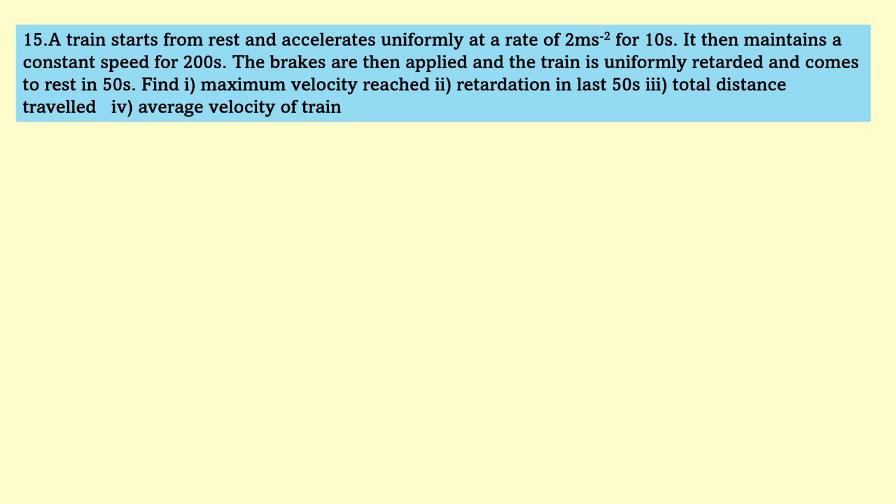Question number 15 is a train starts from rest and accelerates uniformly at a rate of 2 meter per second square for 10 seconds. It then maintains a constant speed for 200 seconds. The brakes are then applied and the train is uniformly retarded and comes to rest in 50 seconds. Find the maximum velocity reached. Second is the retardation in last 50 seconds and the third is total distance covered.